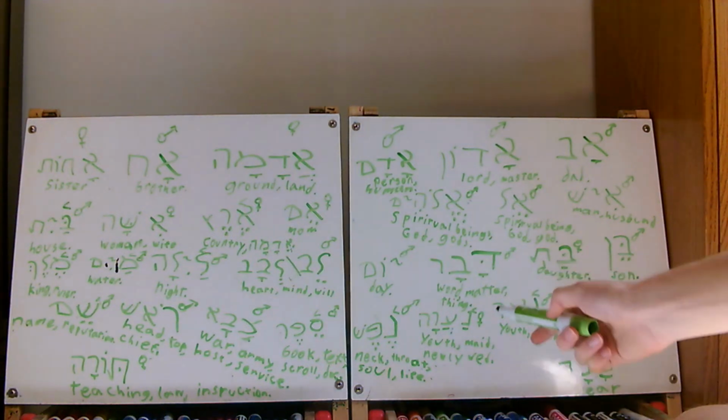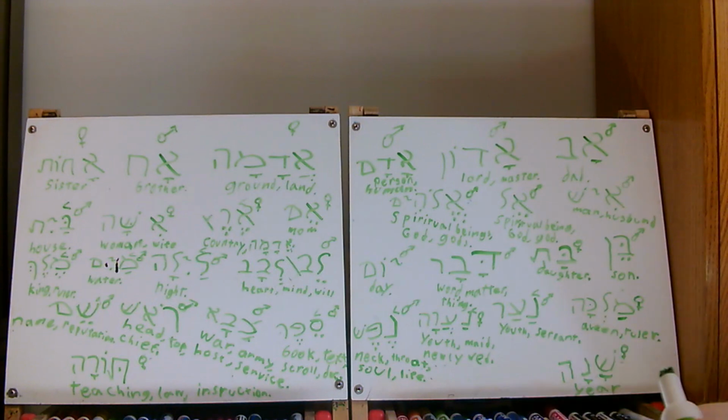So, Davar, we've brought this one up several times already. It means word or thing, and it can also mean matter. Like, you know that place in Exodus when Moses is talking to his father-in-law, and his father-in-law says, all the minor matters let a judge handle, but you do all the major ones. That's the word davar there too. So yom means day.